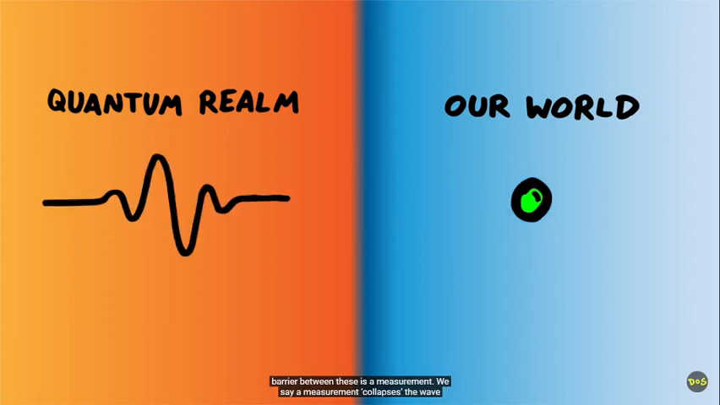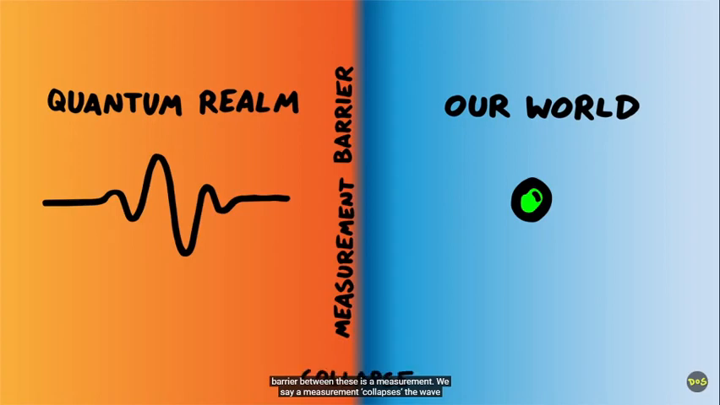And the barrier between these is a measurement. We say that a measurement collapses the wave function, but we don't actually have any physics to describe how the wave collapses. This is a gap in our knowledge that we've dubbed the measurement problem, and this is one of the things that Feynman was referring to with his quote.